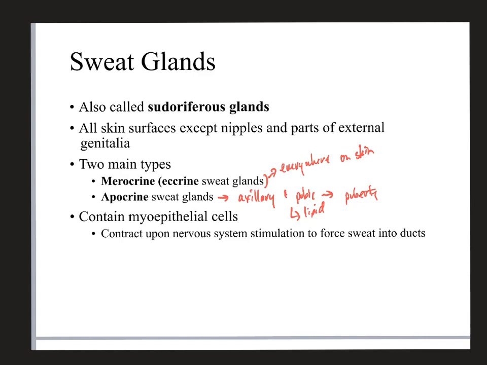Sweat glands contain what's called myoepithelial cells. Myo means muscle. Okay, so an epithelial cell that actually has some contractive ability. So the epithelial cell can contract, and when the nervous system stimulates this myoepithelial cell, it contracts and forces sweat into the ducts and out of the body, or onto the surface of the body.